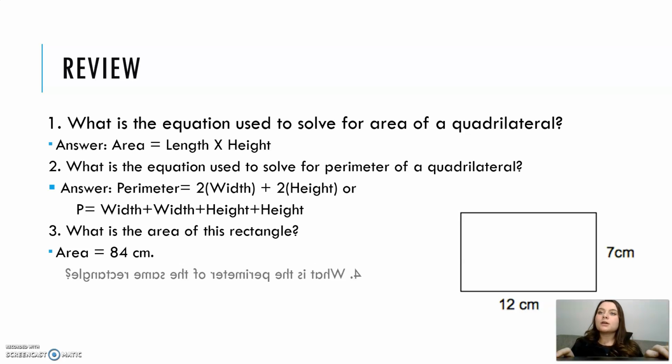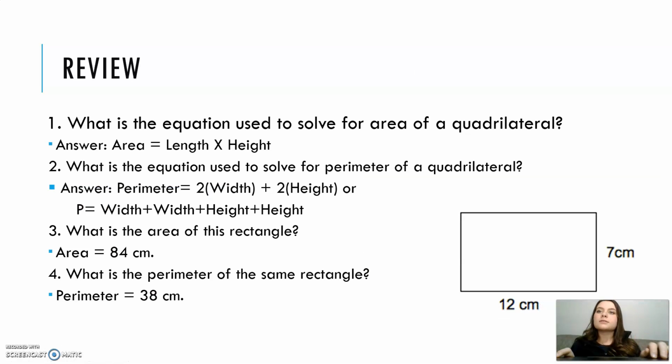Perfect answer. Our fourth and final question is, what is the perimeter of the same rectangle, the one we just solved area of? Right there. So, oh my. The perimeter is 38 centimeters, like you said. Would you like to tell us how you solved that? You did 7 plus 7 plus 12 plus 12.